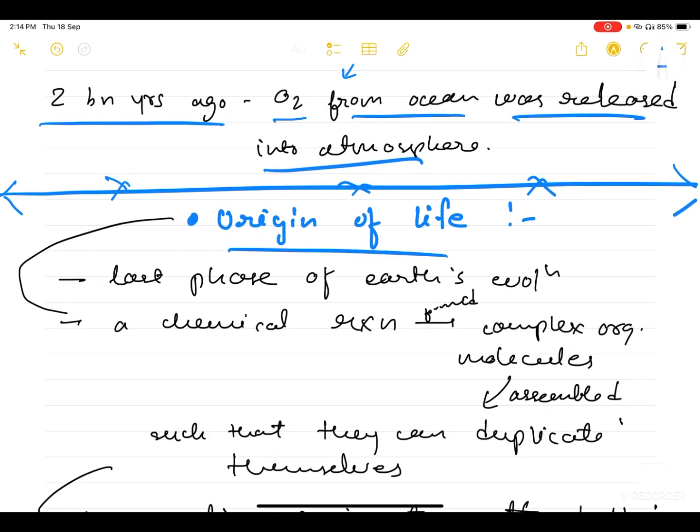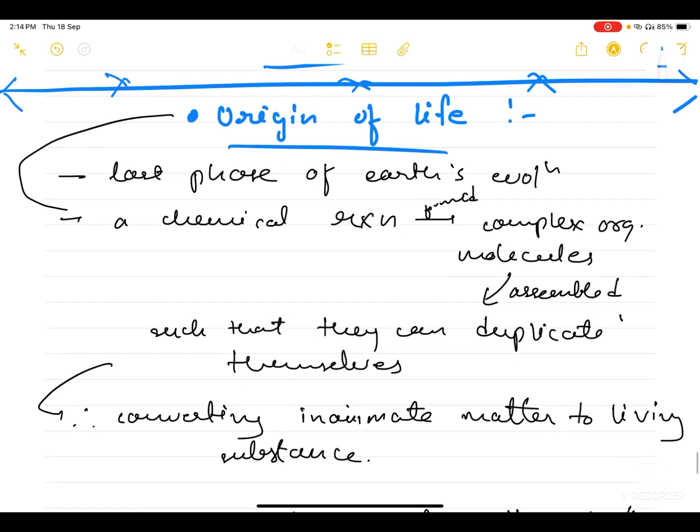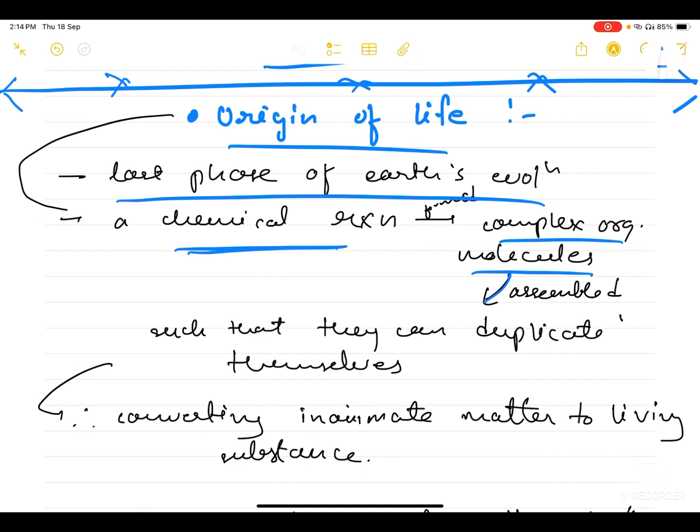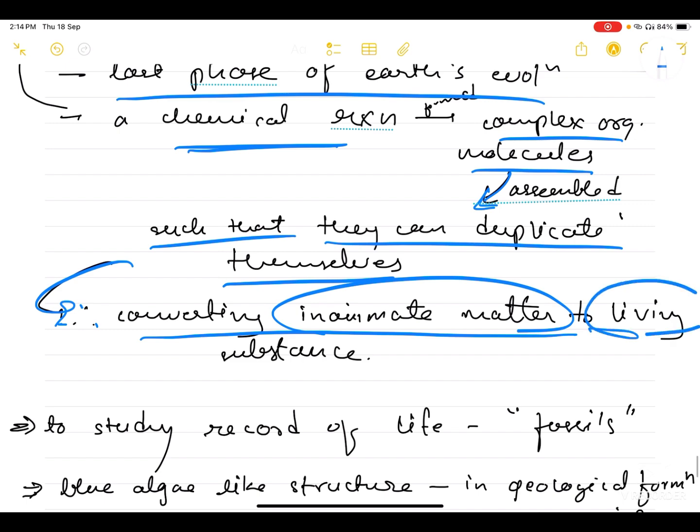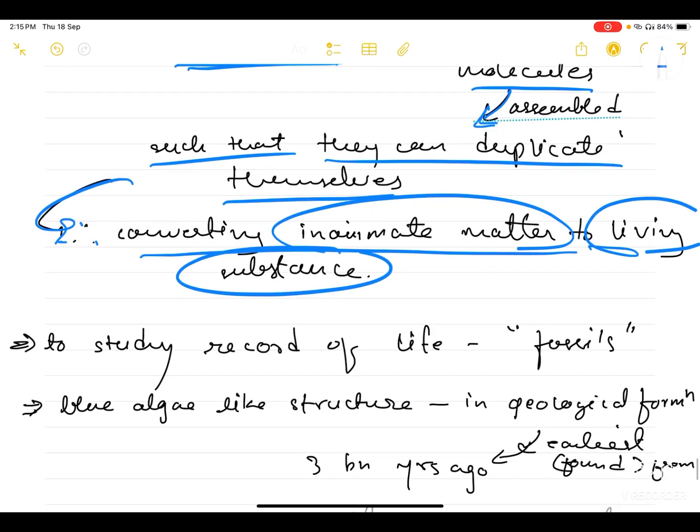Finally, we come to the topic origin of life. This is said to be the last phase of Earth's evolution. In this, it is explained that the origin of life happened through a chemical reaction. This chemical reaction formed complex organic molecules which assembled in a way that they could duplicate themselves, therefore converting inanimate matter into living substances.